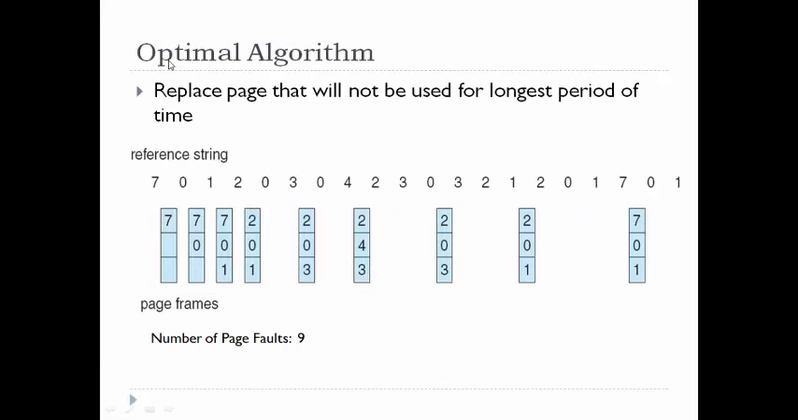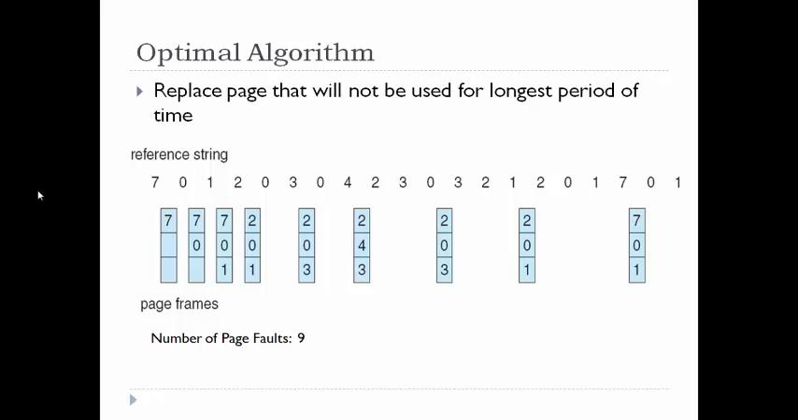So the third algorithm is the optimal algorithm. Here we are going to replace whichever string is not to be used in the near future. So we have 7, 0, 1. Now we are going to insert 2.